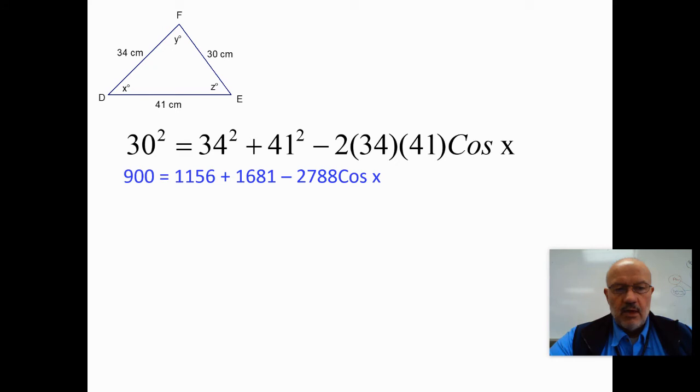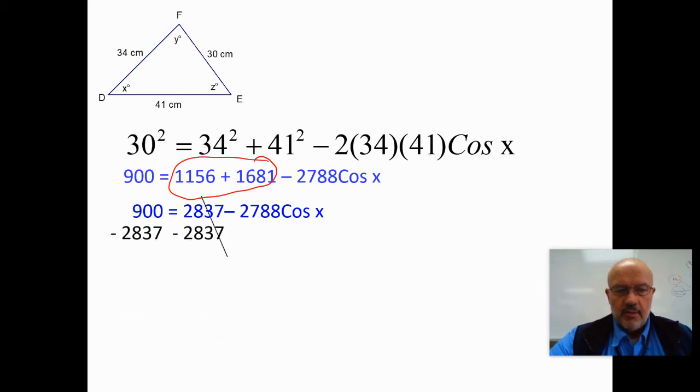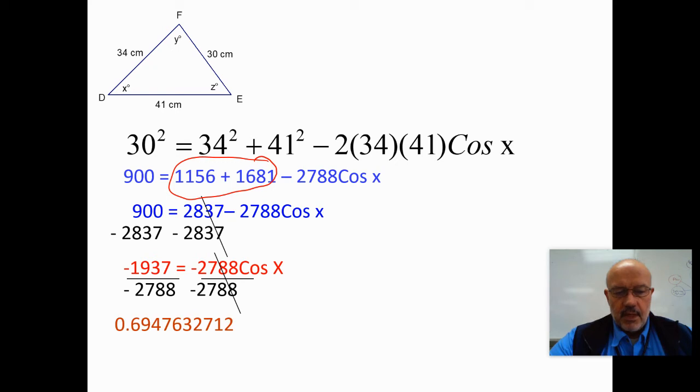All right, now this is the math. We've been over enough examples of this that I'm not going to do all those steps. You add these two together and you see what you get. Then subtracting from both sides, 2,837. So I get negative 1,937 equals negative 2,788 times cosine of x. All right, so this is about 0.695, right? So that's the cosine of x.